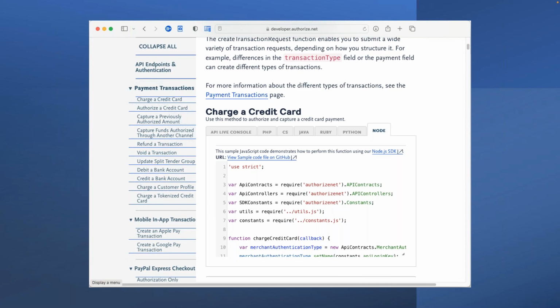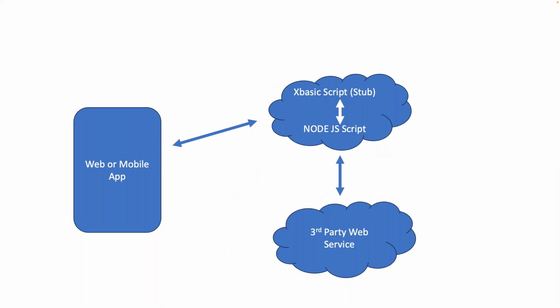So what we're going to do is show you how to use Node with that callback with your application. So this changes the model just a little bit. If you remember, I'm going to go back 3 slides. It used to be XBasic script to the third-party web service. And now it's XBasic script, or what I call a stub, that goes to a Node.js script. And it's the Node.js script that's going to talk to our third-party service, get the information back, pass it to our XBasic script, who will then return the information that is needed back to the web or mobile application.